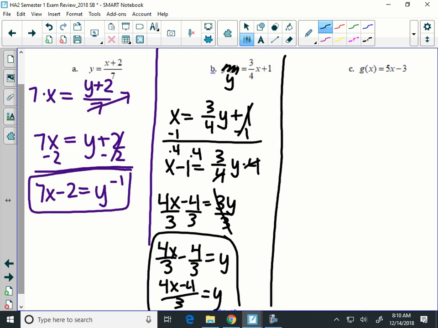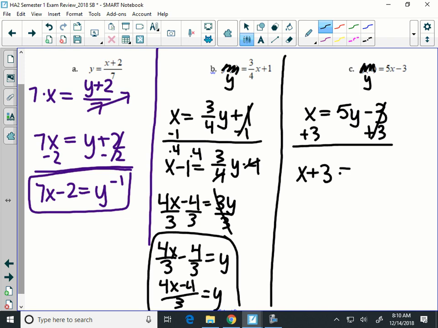All right, C. Remember, g of x is the same as y. So you have y equals 5x minus 3. You switch the x and the y values. So you'll have x equals 5y minus 3. And you're going to solve for y. You'll start by adding 3 to both sides, and get x plus 3 equals 5y. And divide everything by 5.